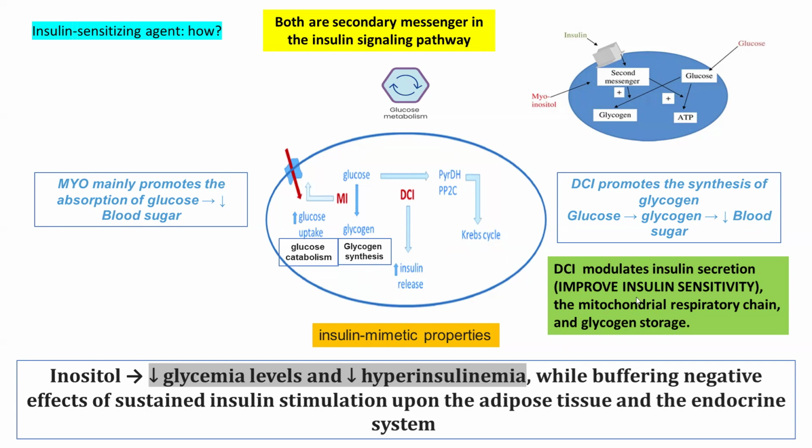So dichiro modulates insulin secretion, improving insulin sensitivity, the mitochondrial respiratory chain, and glycogen storage. So the total function of both is working as a secondary messenger in the insulin signaling pathway, leading to decreased glycemic level, decreased hyperinsulinemia, and inositol, particularly, buffering the negative effect of sustained insulin stimulation upon the adipose tissue and endocrine system.